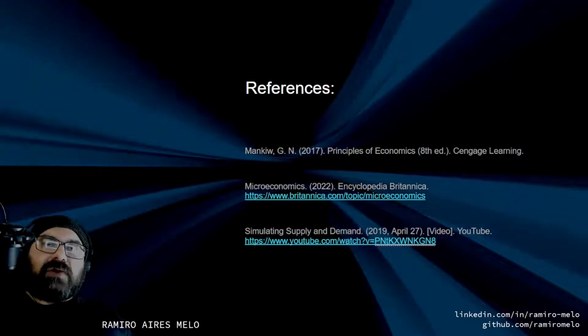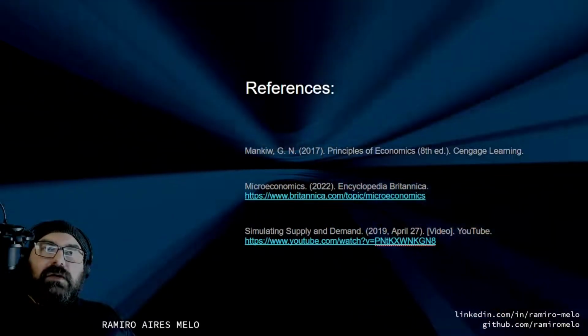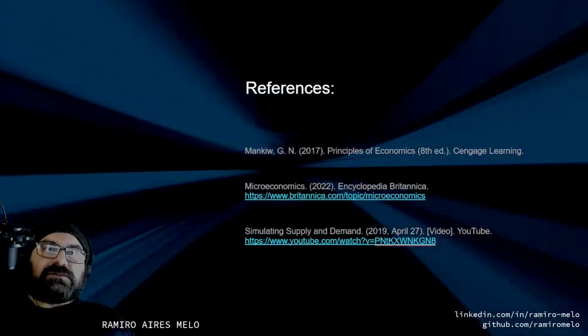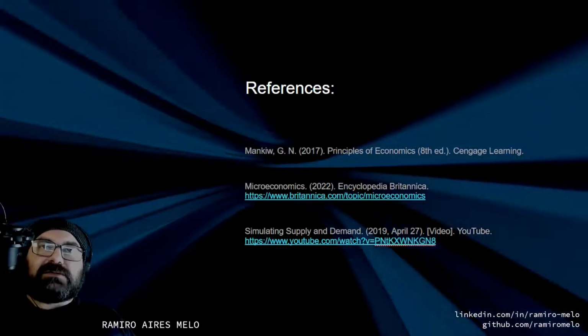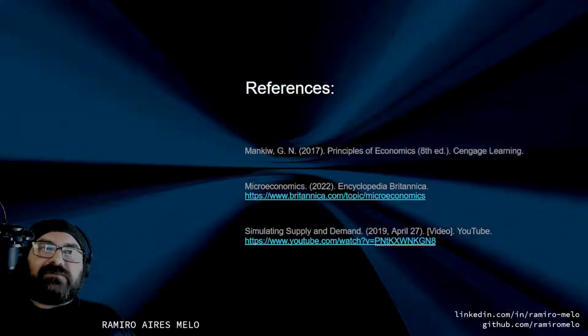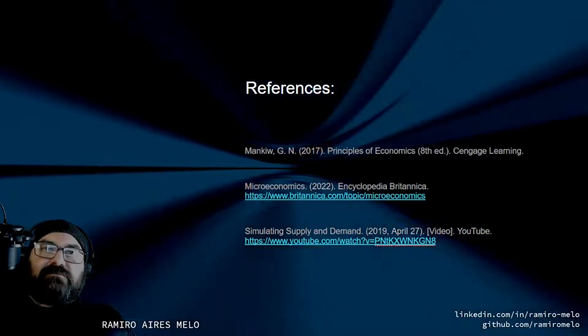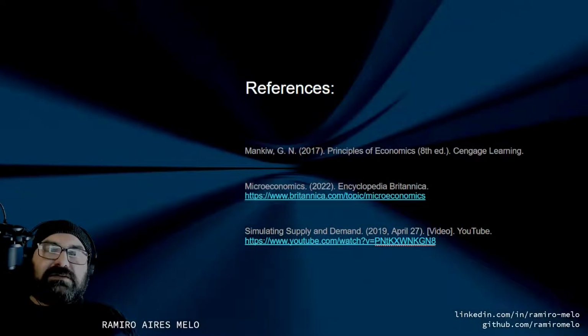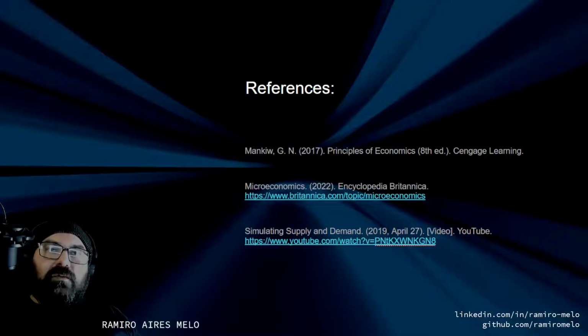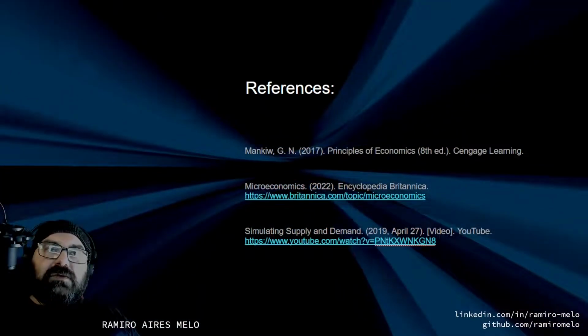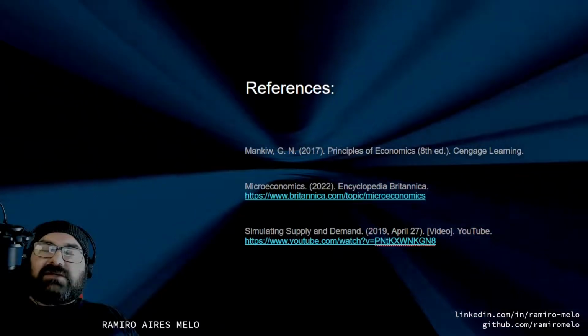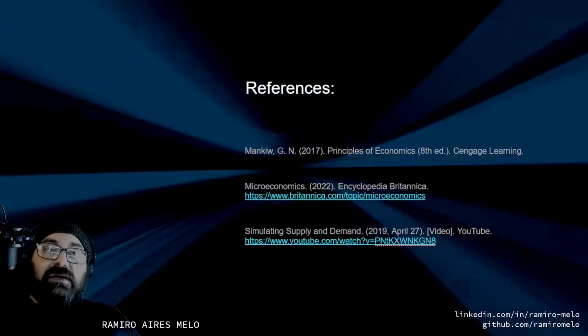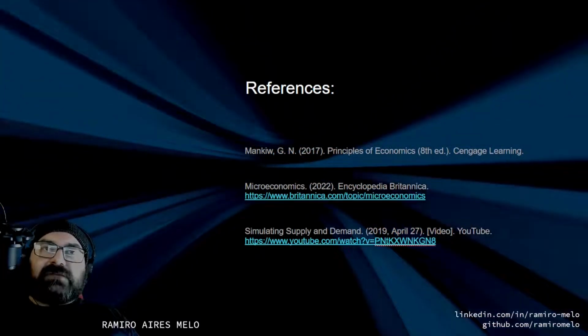Alright, I hope you have enjoyed this video. That was a simple simulation using random numbers. Of course, in real life, things are much more complex, but it was a good exercise. As you can see, with simple rules, we can imitate human nature in microeconomics. And that's it.